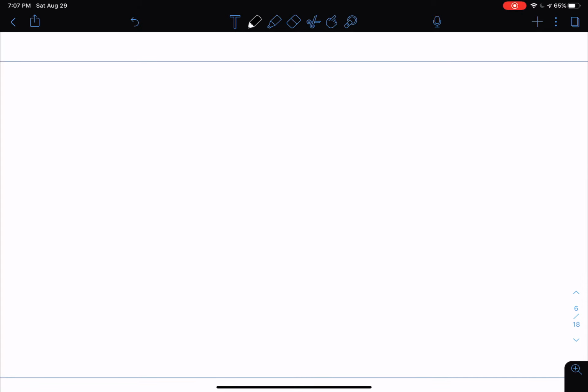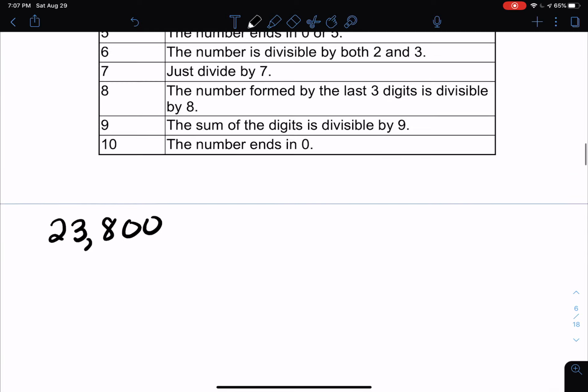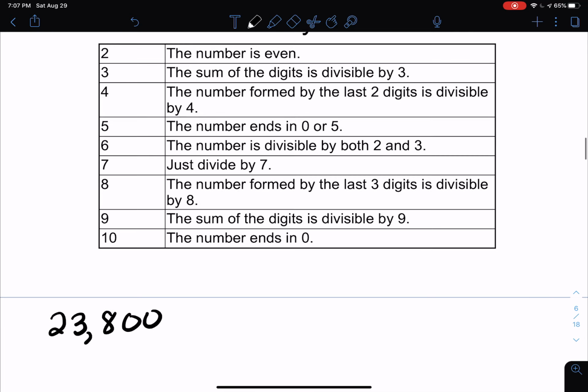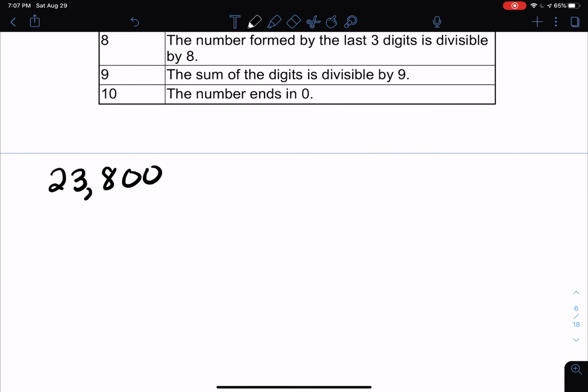Let's look at 23,800. And we want to decide what it's divisible by. Well, if it's divisible by 2, the number must be even, so just look at the ones place digit. If that ones place digit's even, then the number is even. So yeah, 2 definitely works. We're not going to use 1. 1 goes into everything.